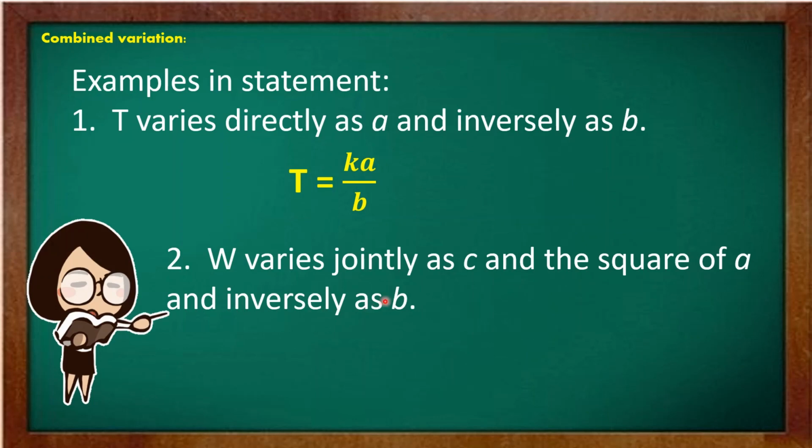W varies jointly as C and the square of A and inversely as B. So how can we write that? W varies jointly as C and the square of A, don't forget the K, so KCA squared, and inversely as B. So W is equal to KCA squared over B. That we call the combined variation.